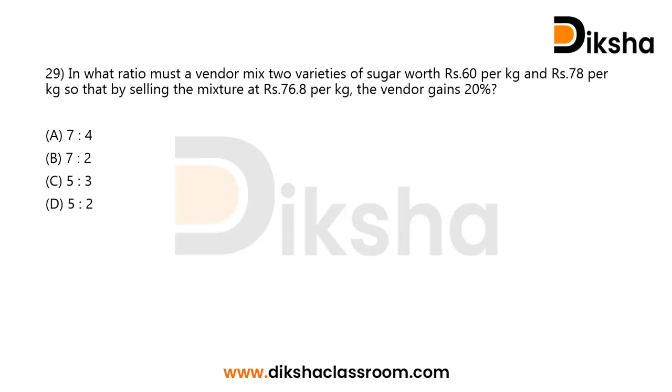Moving to next question. In what ratio must a vendor mix two varieties of sugar worth rupees 60 per kilogram and rupees 78 per kilogram, so that by selling the mixture at 76.8 per kilogram, the vendor gains 20%?